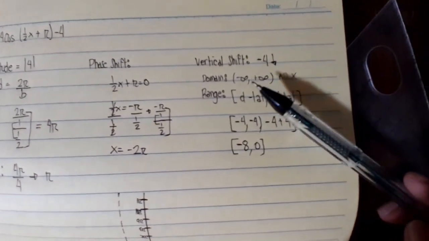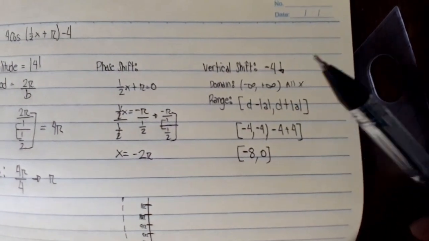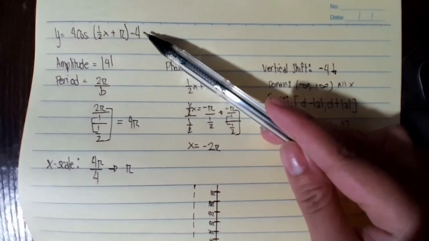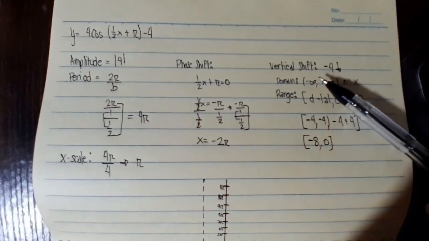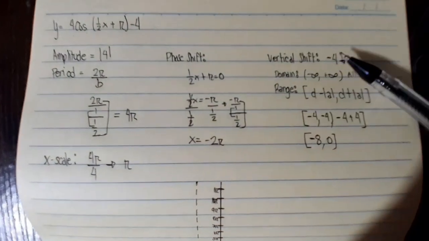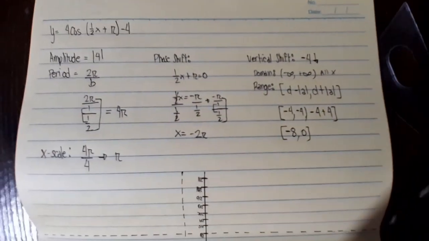Next is vertical shift. Para naman makuha yung vertical shift, tingnan lang natin siya dito sa equation natin. Kasi sa D, ang vertical shift, kukunin lang natin siya sa equation na D. Yung D natin is negative 4. So, vertical shift natin is negative 4 tapos pababa.